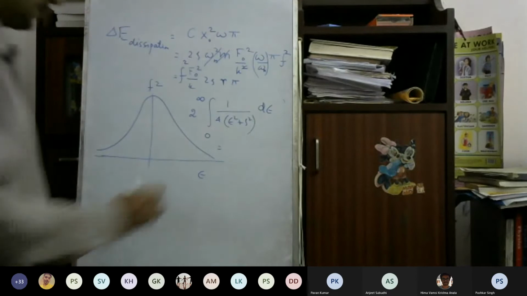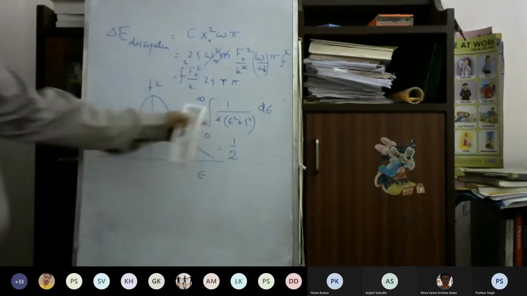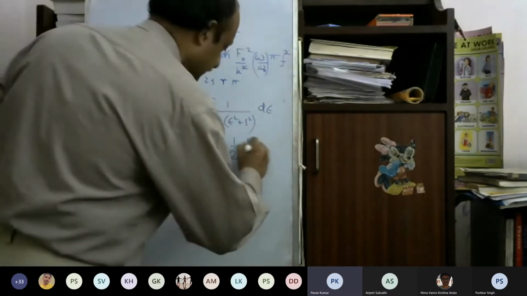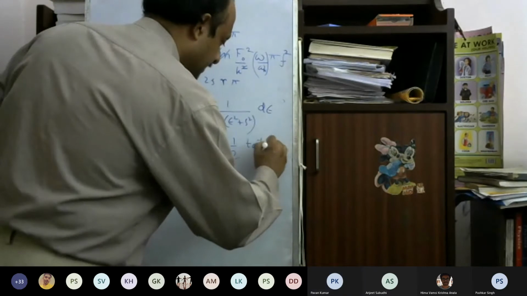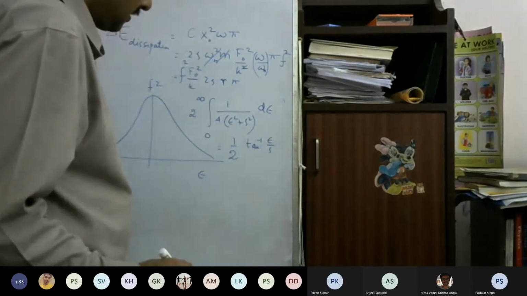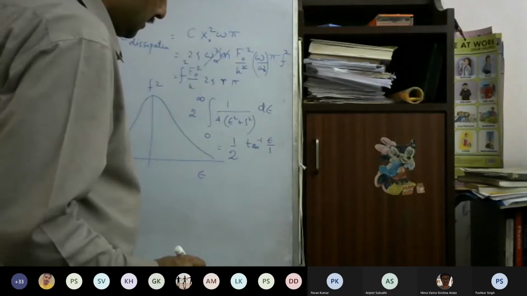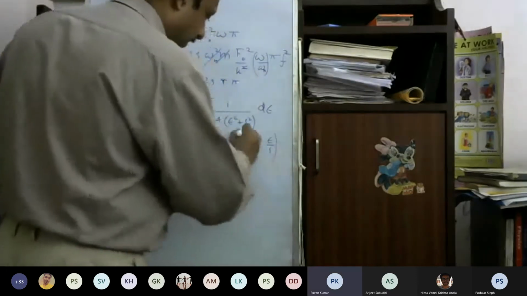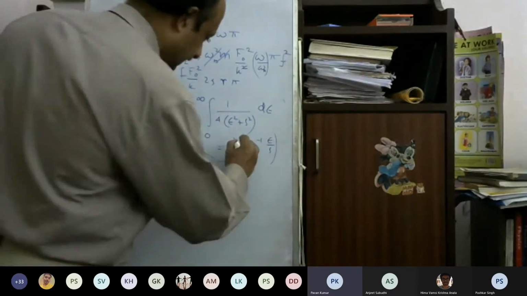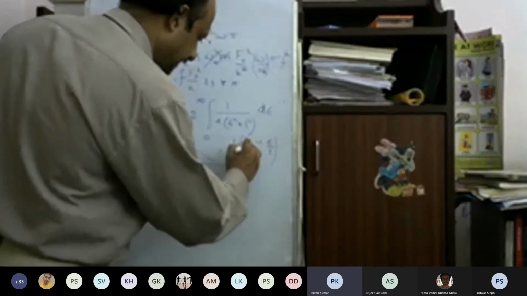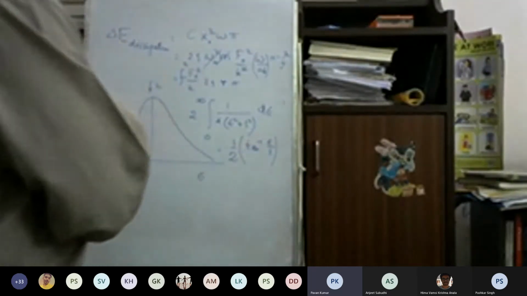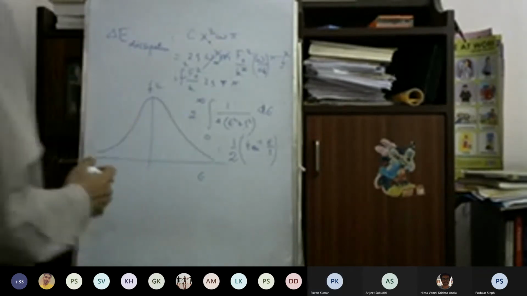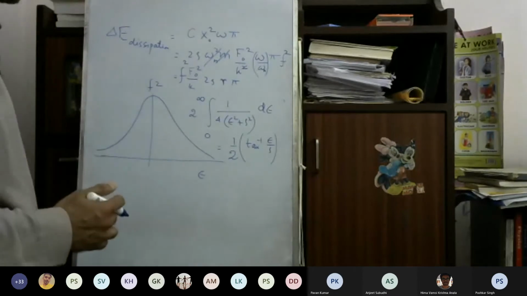What is the integration? Half. What is this integration from here? Tan inverse. Tan inverse epsilon by zeta, right? Yes, sir. Epsilon by zeta or epsilon? There will be one more zeta term outside. 1 by zeta, right? Yes, sir. One more zeta term.